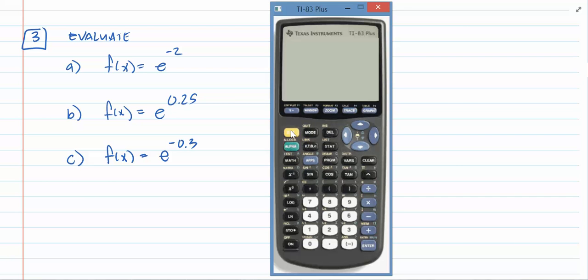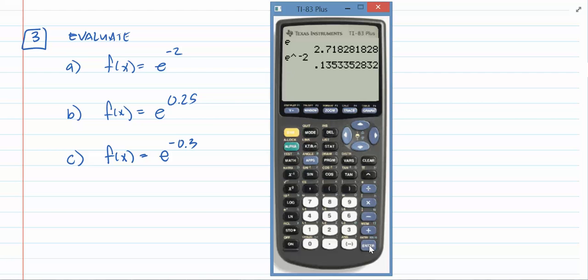If I just put second the division sign, notice I get my regular standard e, which is about 2.71828, and so on. So if I want to raise that to a power of negative 2, I would go second e to the negative 2. Push enter, and we're going to round to 2 decimal places.